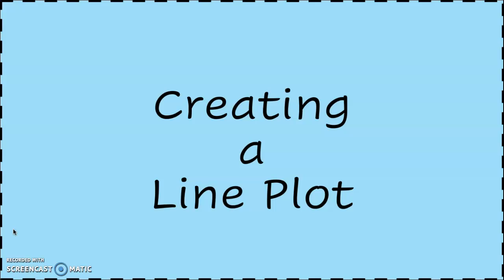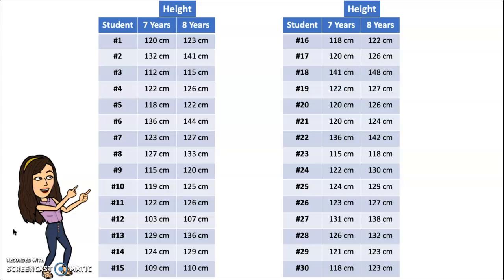So go ahead and get your math journal and turn to page 305. That's 305. You are going to see some information that kind of looks like this. And the title at the top should say, Height Changes. So at the top of the page it says, the data in the table show the height of 30 children at ages 7 and 8. Your teacher will show you how to make a line plot for the data.